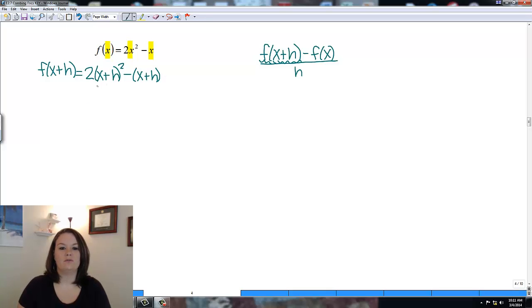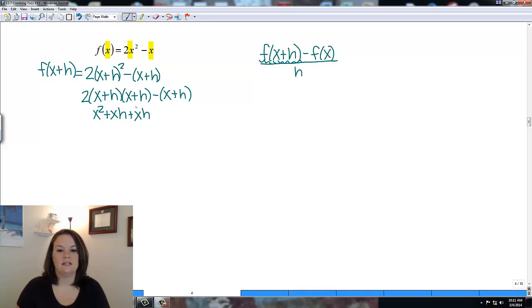Okay? So first thing I need to do is FOIL out this term. Remember, when you have a squared quantity, that means you have the quantity times itself. It does not equal x squared plus h squared. Okay? So I'm going to go ahead and distribute out that quantity. X times x is x squared. X times h is xh. H times x is xh. And h times h is h squared. And then this whole thing is multiplied by 2. And then I have this minus x plus h out here.